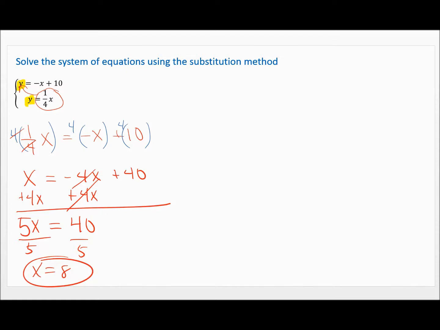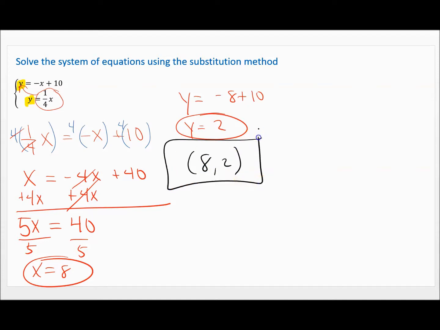You take that x is equal to 8, and you can either go to the first or the second equation and plug that in to find y. I'm going to do the first equation. y is equal to negative 8 plus 10. So y is equal to 2. When I write that as an ordered pair, it's (8, 2). Remember, x first and then y.